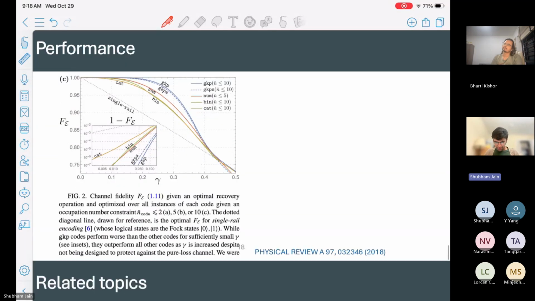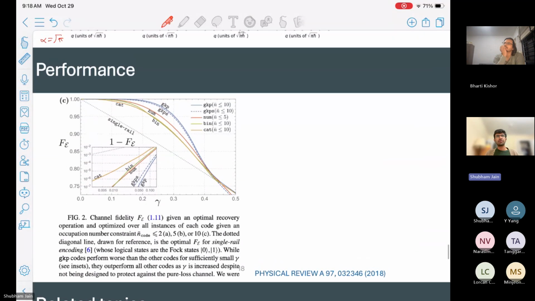And finally, I can talk a little bit about the performance of the different kinds of codes we have seen till now. This is from a very interesting paper back in 2018 by Victor Albert and some other people at Yale. They compared a bunch of single mode bosonic codes against the loss error channel. So this performance comparison is only against this loss error channel.